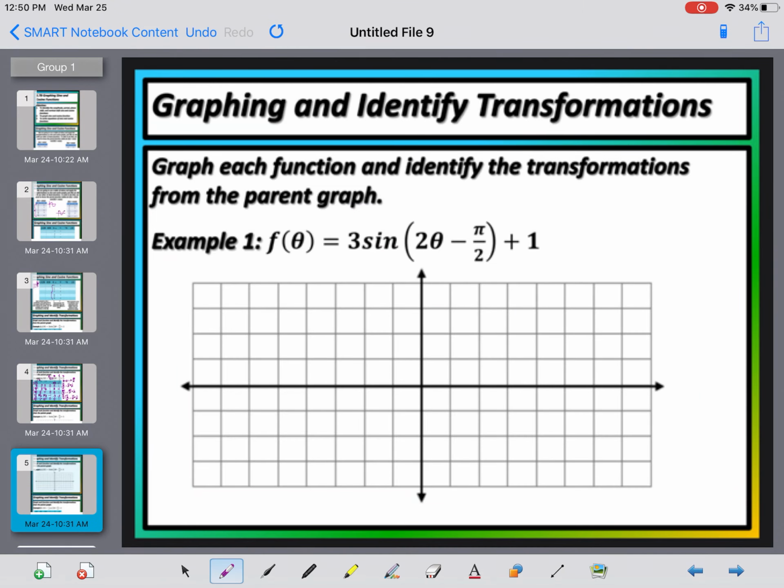So this is the same function. I just moved so I can do the graph now. So I'm going to label pi over 4.